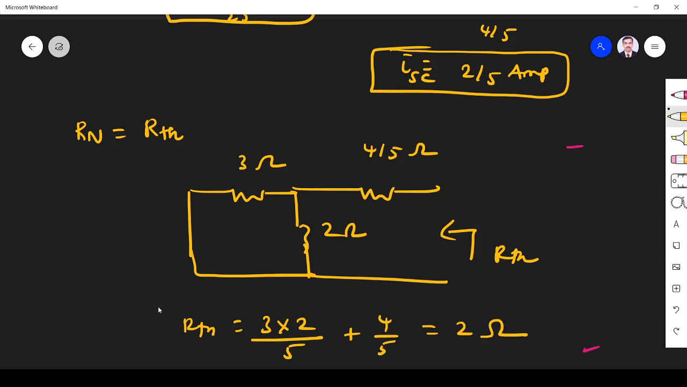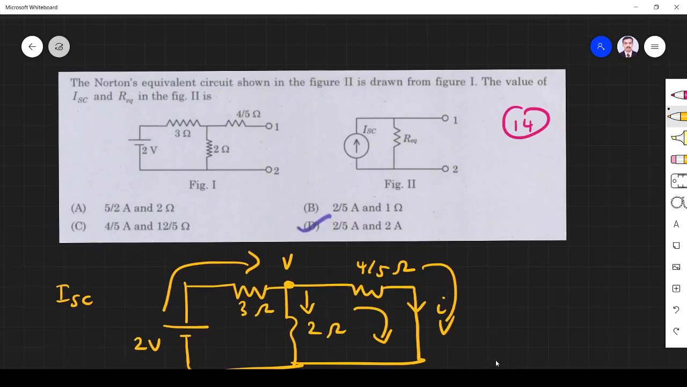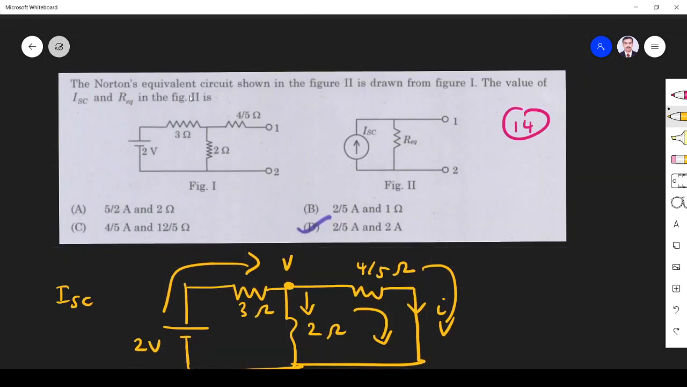So I_SC is 2 by 5 ampere, R Norton is 2 ohm. They ask for the equivalent, which is 2 by 5 ampere into 2 ohm. So option D is the right answer.